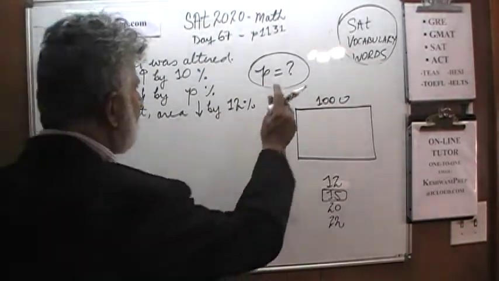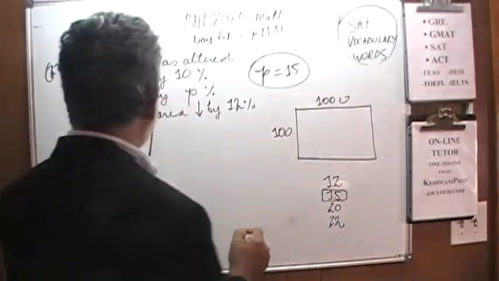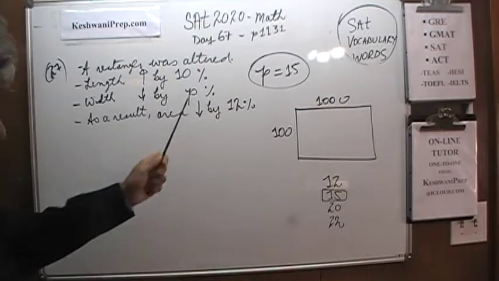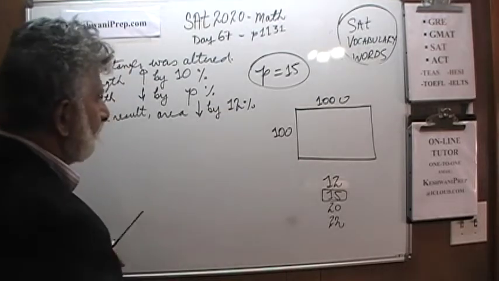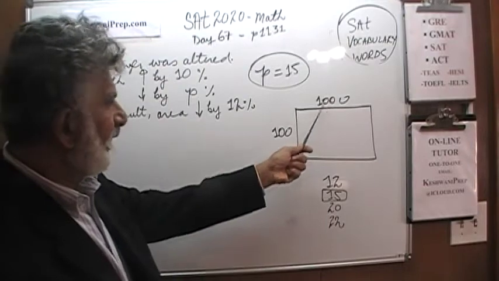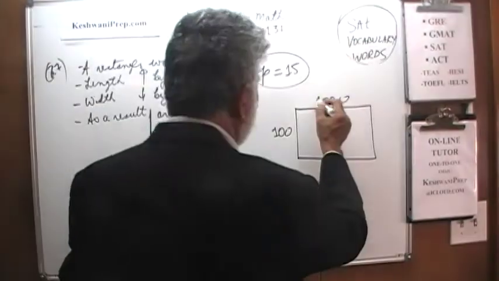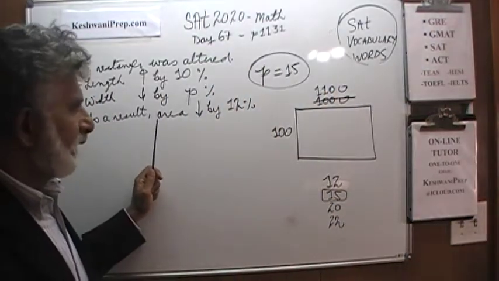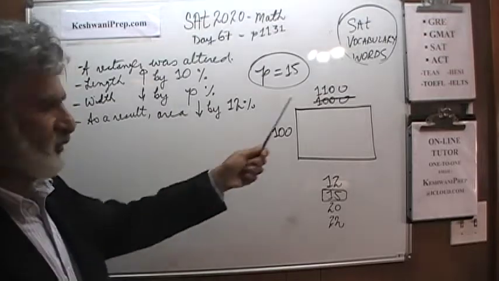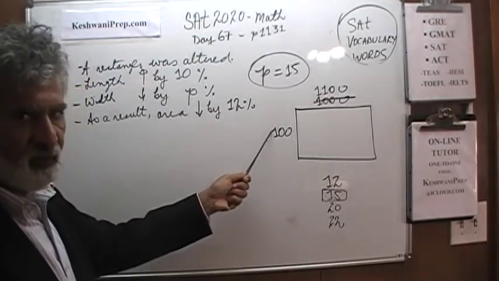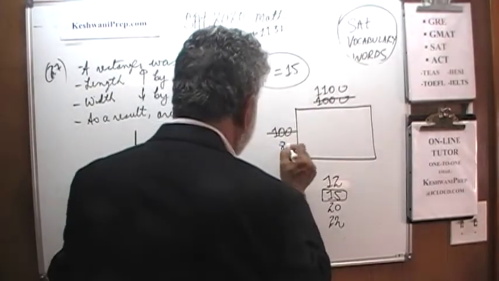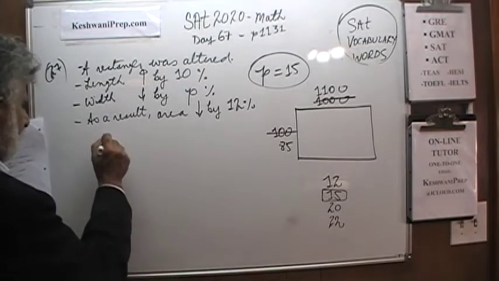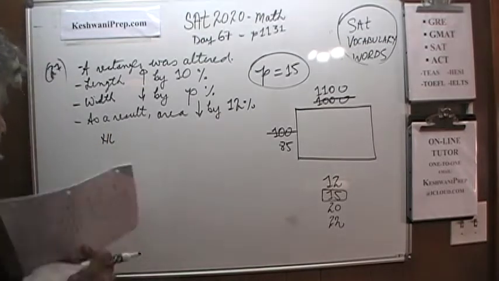So we're going to pretend that the P is 15. In other words, we're going to pretend that the width was reduced by 15%. So if the width was reduced by 15%, the length is increased by 10%. If you increase 1000 by 10%, that's just 1100, which is why we pick some nice strong number. 10% of 1000 is just 100, so it's just 1100. If you reduce this by 15%, 15% of 100 is 15, it becomes 85. And that's your new rectangle. And let's see what happens now. So here's the, I don't know what is wrong with my handwriting.